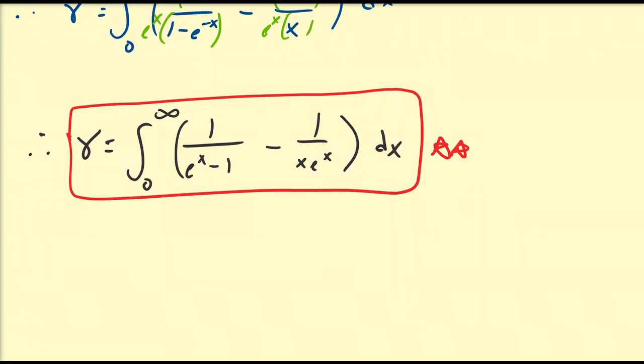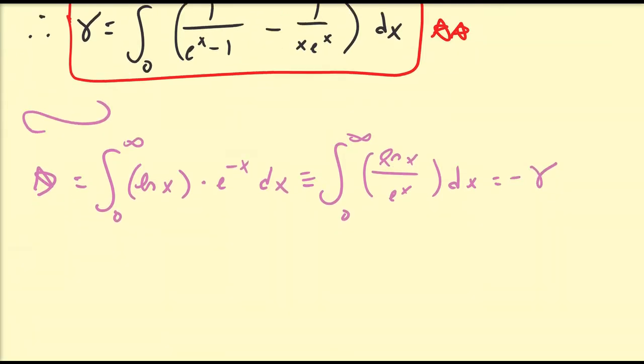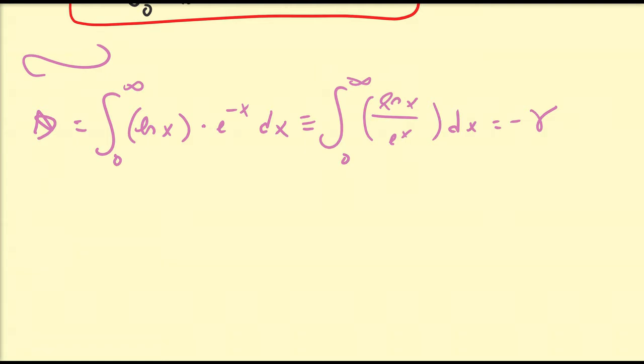So the third representation that we're going to derive is the integral from 0 to infinity of the natural log of x times e to the minus x dx, which is equivalently written as the integral from 0 to infinity of the natural log of x all over e to the x. We're going to prove that this is actually equal to the negative Euler Mascheroni constant. And this proof is a little bit more involved, but it's not too bad.